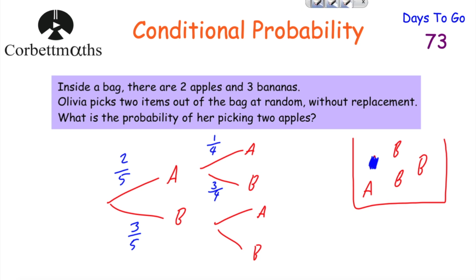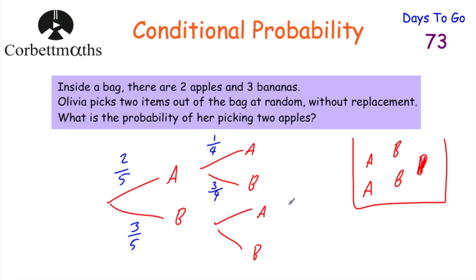But what if the first piece of fruit taken out wasn't an apple? So let's put that apple back in. And what if instead of picking out an apple, we picked a banana? So if a banana came out, we'd be left with 4 pieces of fruit. 2 of them are apples and 2 are bananas.